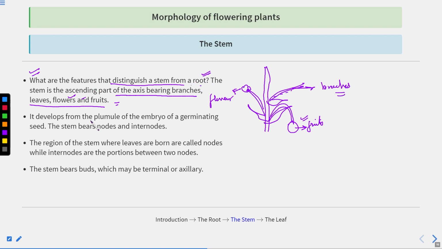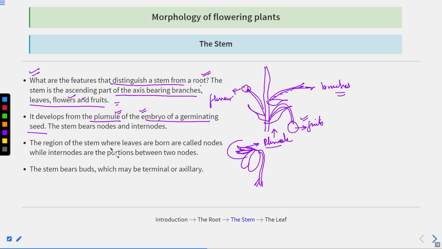It develops from the plumule of the embryo of a germinating seed. So from where is it coming out? It is coming out from the plumule region, because when you see the seed, some leaf-like structure is coming out and there is a radicle that forms the root. Now this part forming the leaf-like structure is called the plumule. So this shoot system is made by this plumule.